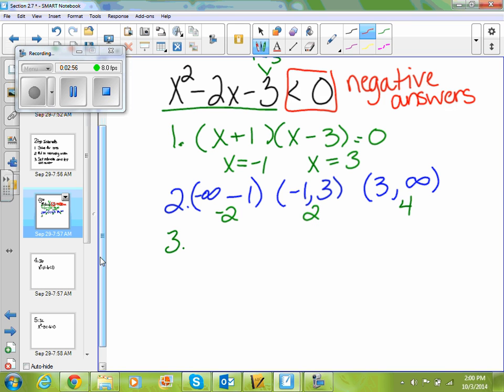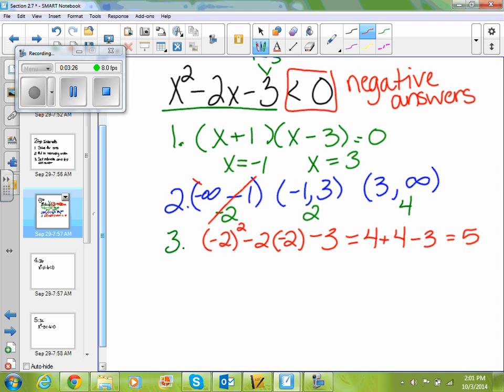So if I plug in negative 2, then I get negative 2 squared minus 2 times negative 2 minus 3. Negative 2 squared is 4. Negative 2 times negative 2 again is 4. So I get 4 plus 4 minus 3 when I simplify, which just gives me 5. And 5 is positive, so I know that I don't have any solutions in my interval negative infinity to negative 1, because the number I tested did not give me a negative number.